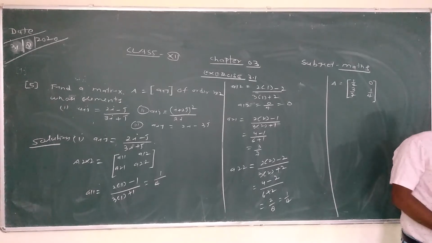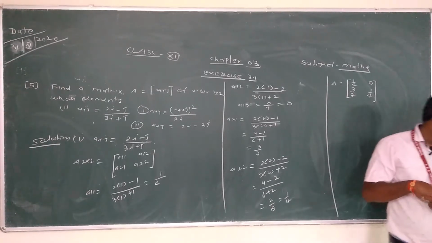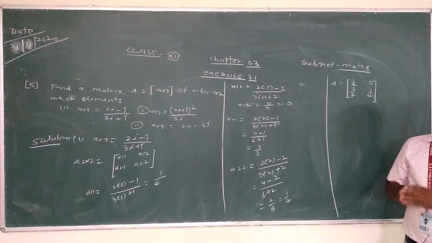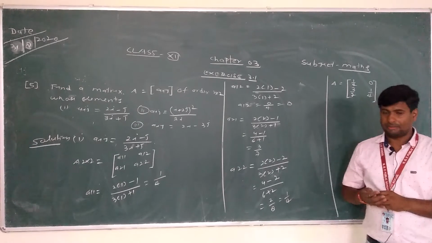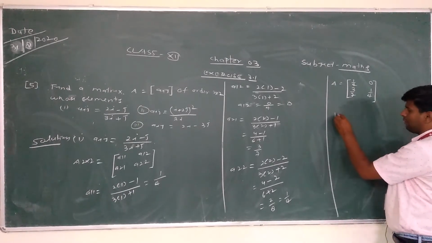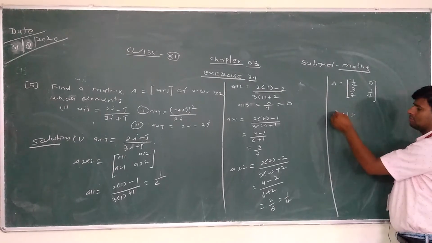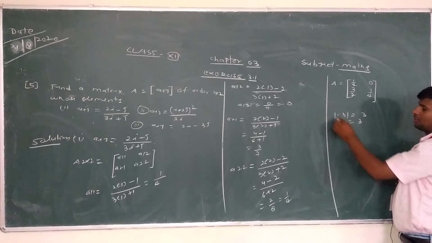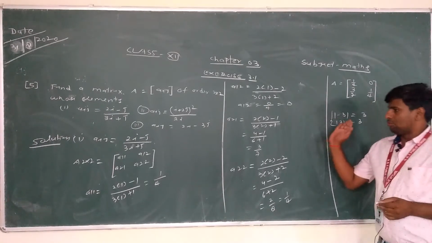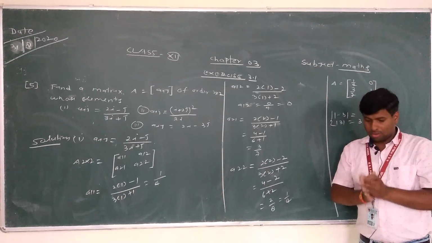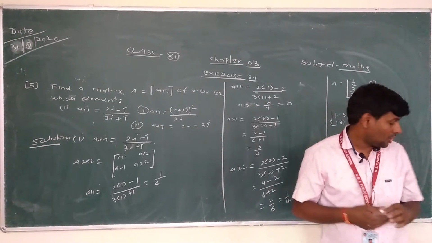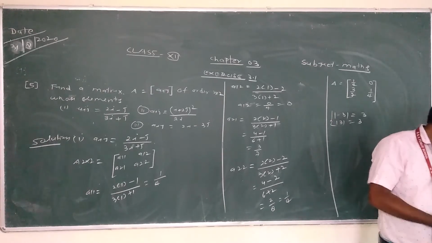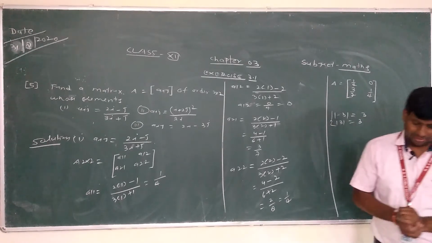Also, in question number 6, in the same way we construct a 2 cross 3 matrix, but the elements are defined in mod form. What is the sense of mod? Mod of minus 3 we can write as plus 3, and mod of plus 3 we can write as plus 3. Overall, mod means the value of mod is always positive. So you can solve question number 6. That's clear? Now question number 7.